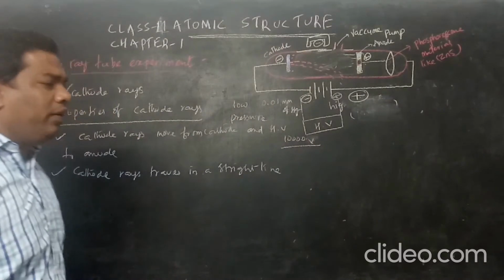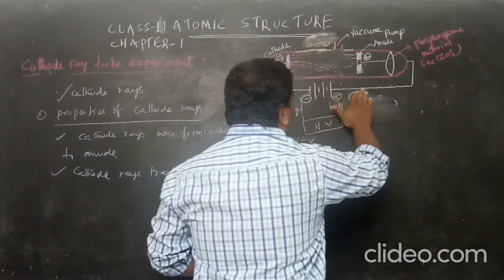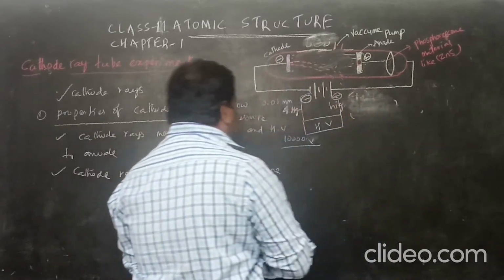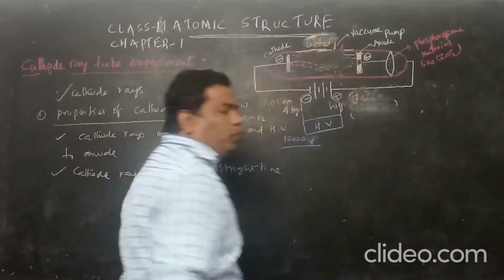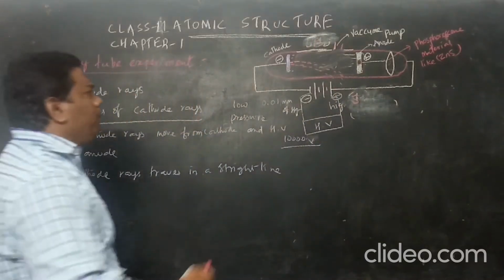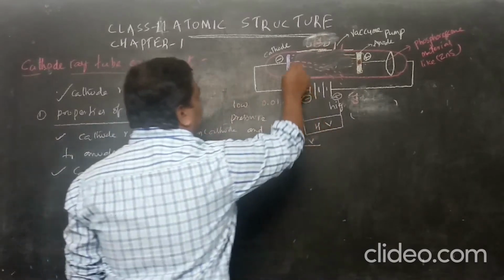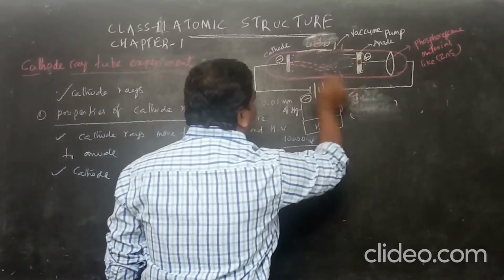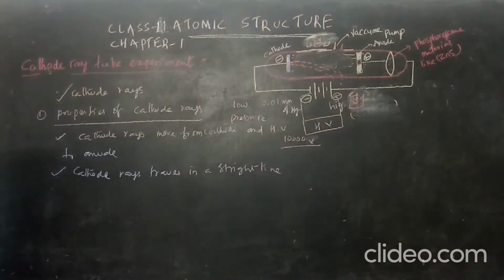Is it clear? Okay, right. So we can place a magnetic field. This is a north pole and this is a south pole. So when we apply the magnetic field, the cathode rays are deflected to the south pole side.